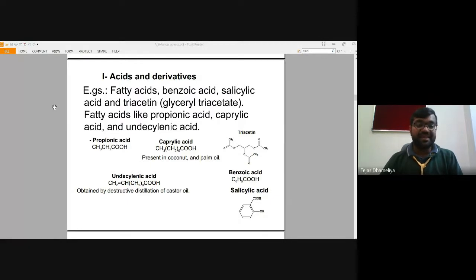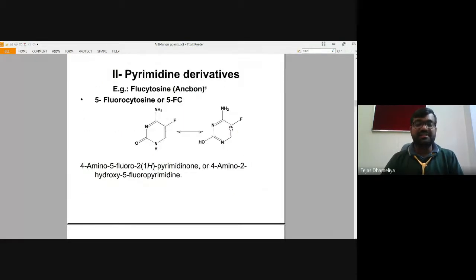Propionic acid, caprylic acid, and undecylenic acid are fatty acids. Propionic acid and caprylic acid are saturated fatty acids, while undecylenic acid, which is obtained by destructive distillation of castor oil, is unsaturated, whereas these two are the saturated examples. Triacetin, a triester molecule, also possesses antifungal activity.